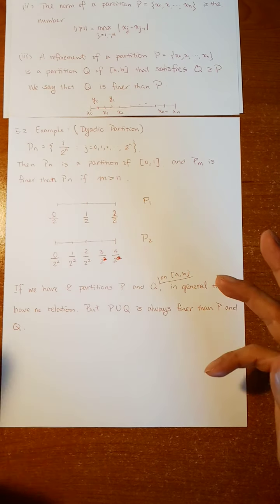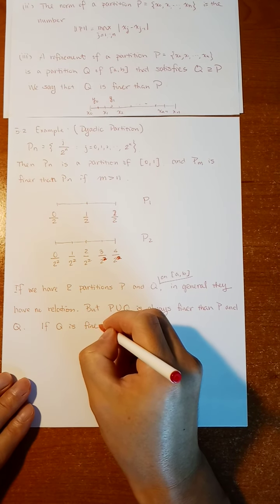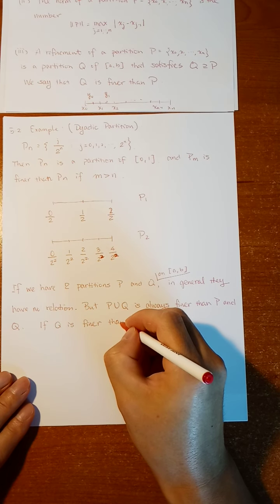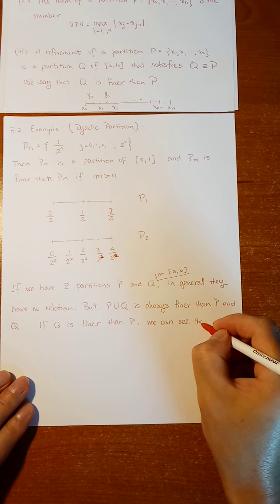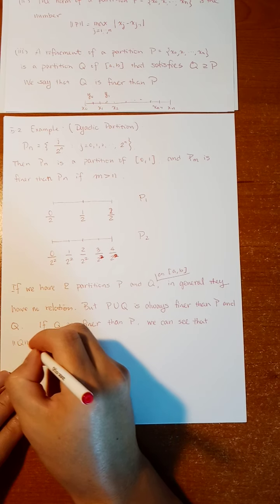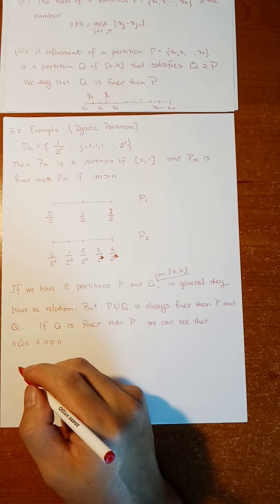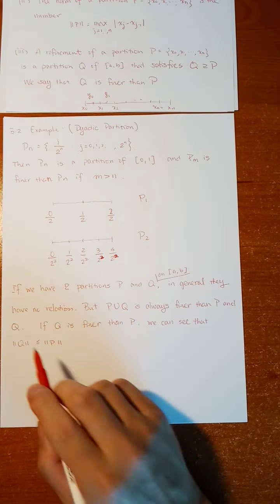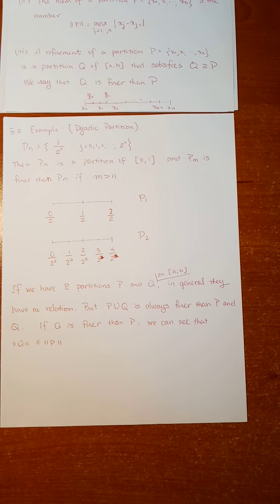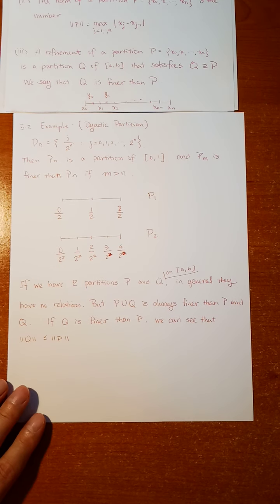And for a finer partition, we can see that the norm is going to be decreasing. The norm of the finer partition is less than or equal to the norm of P, right? So the finer partition will have non-increasing norm. The norm does not increase when you add more points. Actually, it decreases, right?